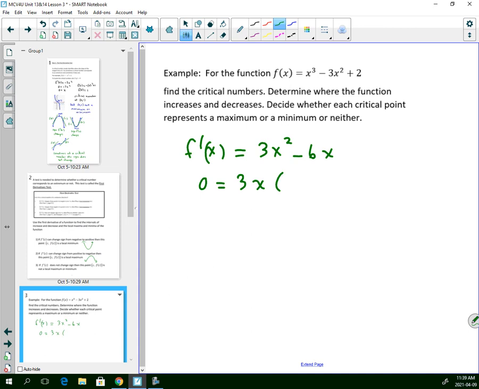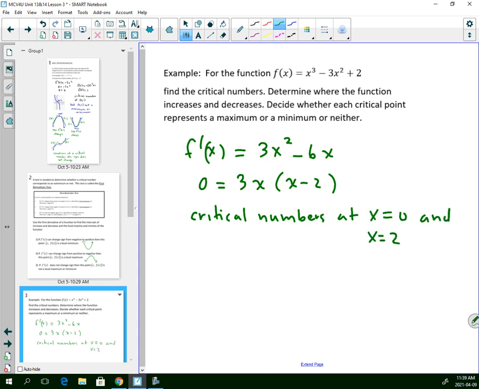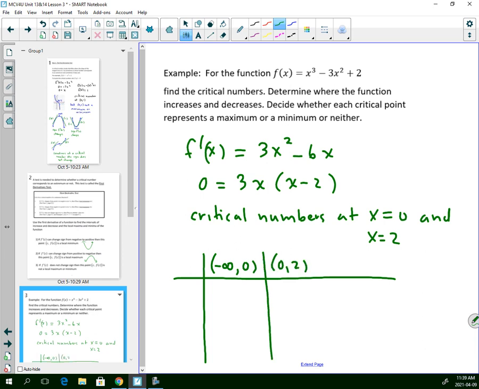So we'll do that by factoring. We have a common factor of 3x, and so we have critical numbers at x equals 0 and x equals 2. So we will make an interval table to check these intervals. I'm going to check between negative infinity and 0, between 0 and 2, and from 2 to positive infinity.